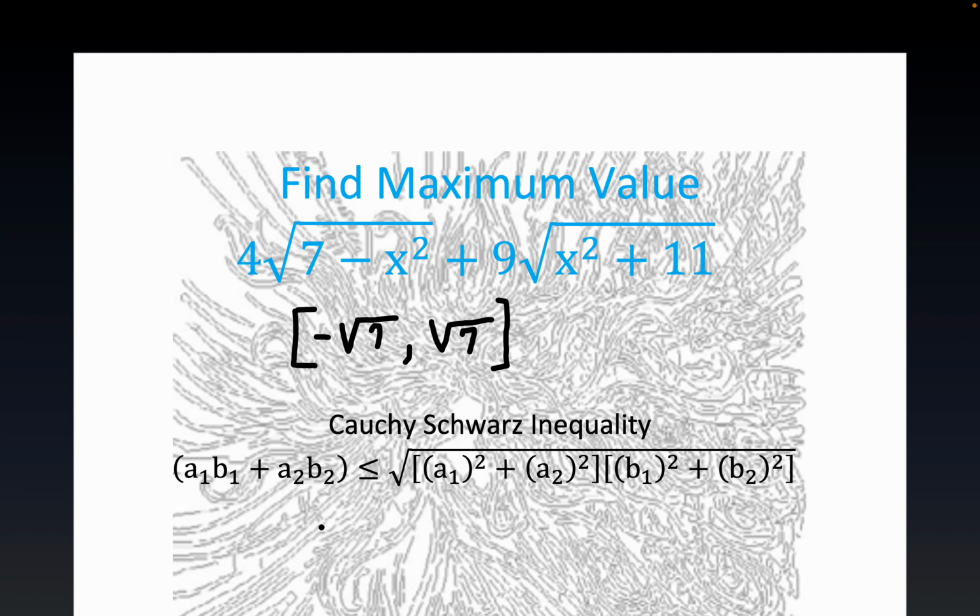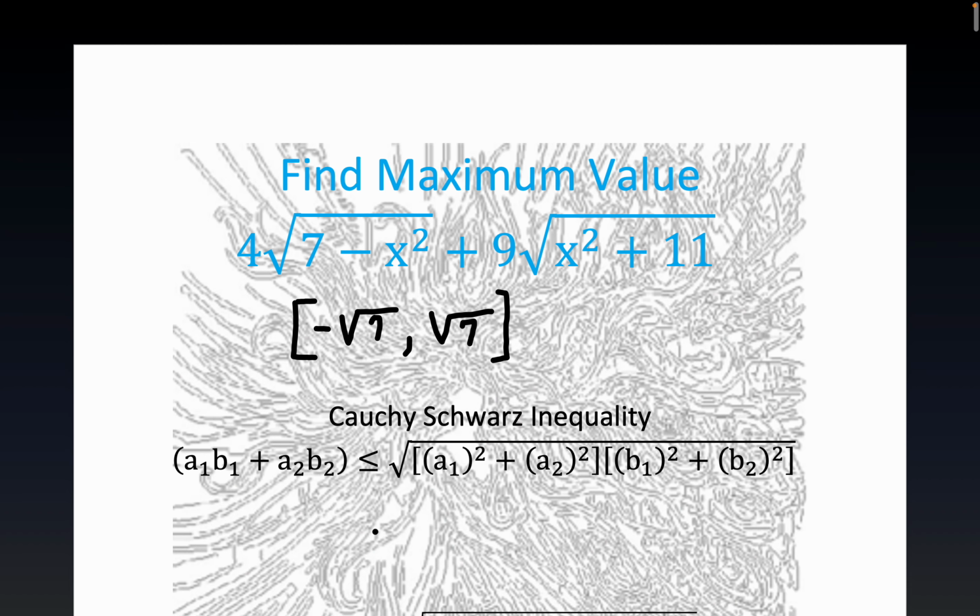Now, the Cauchy Schwarz inequality fits perfectly. If you take a look at this, you can just think of a sub 1 being 4 and b sub 1 being this radical expression. And the Cauchy Schwarz holds for all real numbers, all complex numbers, so there's no constraints on the variables. You can think of it as just two sequences, a sub n, b sub n if you want to.